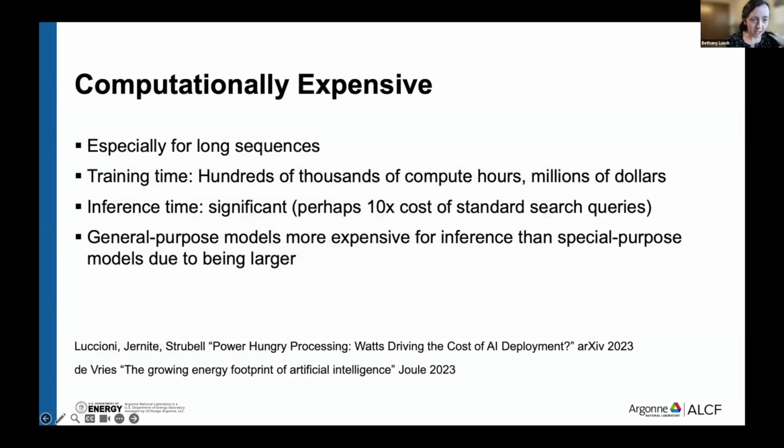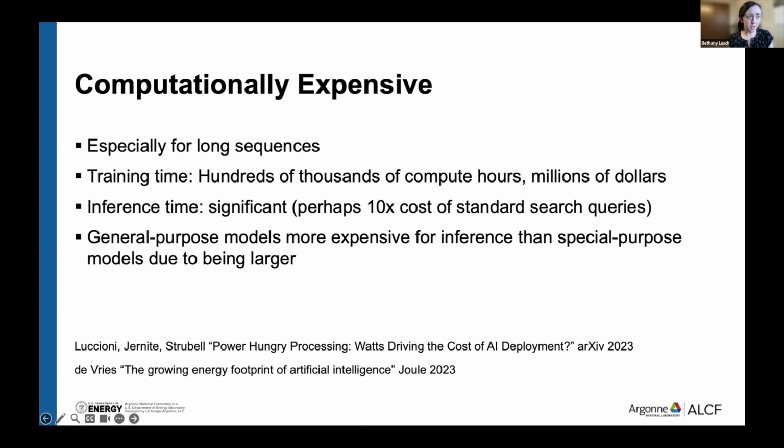LLMs are also very computationally expensive, especially if you're trying to process long sequences, because attention is quadratic in the length of the sequence. And it takes a really long time to train. These numbers are on the low side: hundreds of thousands of compute hours, millions of dollars. And then inference time, which is when you're trying to use a trained LLM, the cost adds up too. It's a little difficult to estimate, but using an LLM costs something like 10 times as much as a standard Google search.